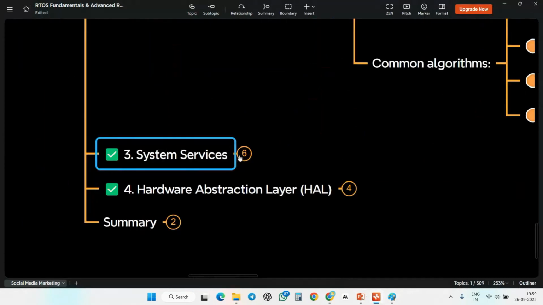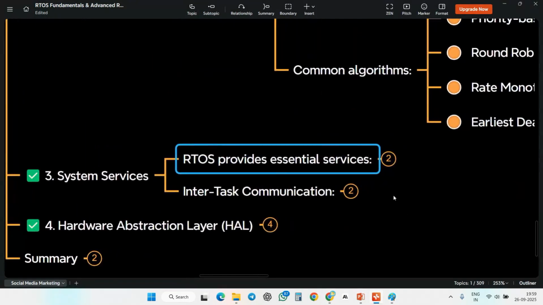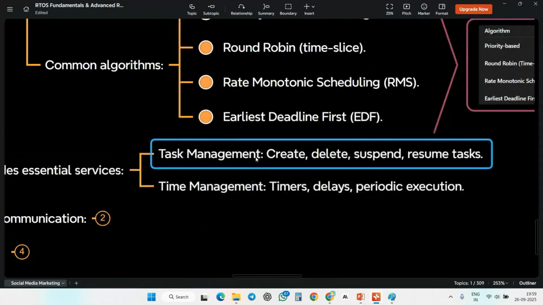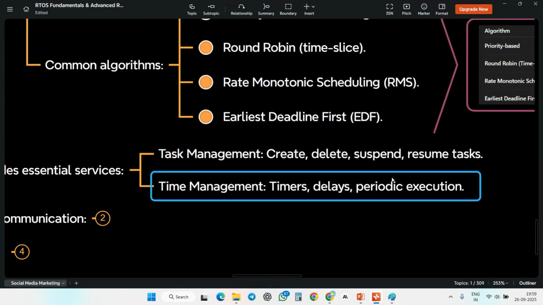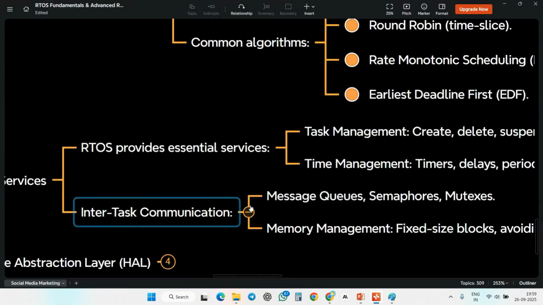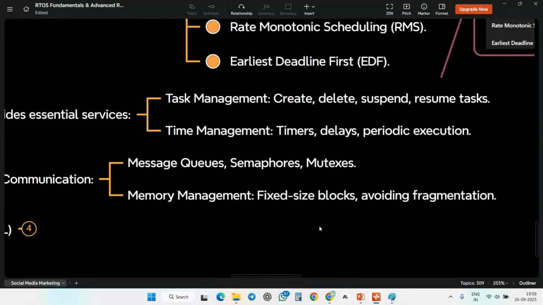Then the system services. The RTOS provides essential services, like creating, deleting, suspending and resuming a task. These are the things you are going to do. And in that, you are going to manage the timing also: how much duration, what the delay is, predictable and periodic execution. And intercommunication. These we are going to see tomorrow, guys, because task scheduling and all the stuff we will discuss tomorrow.